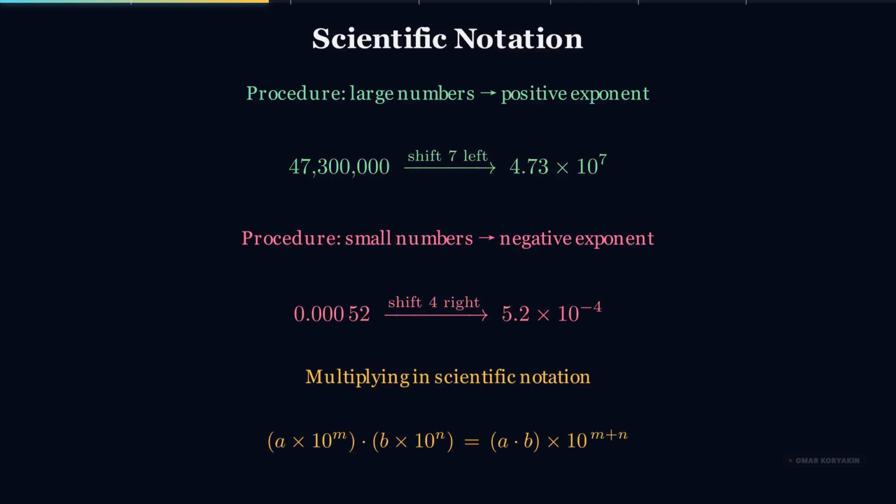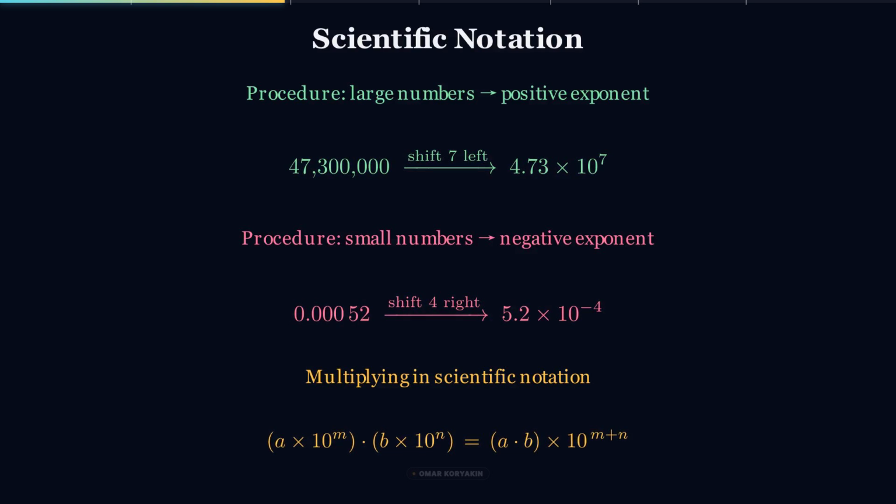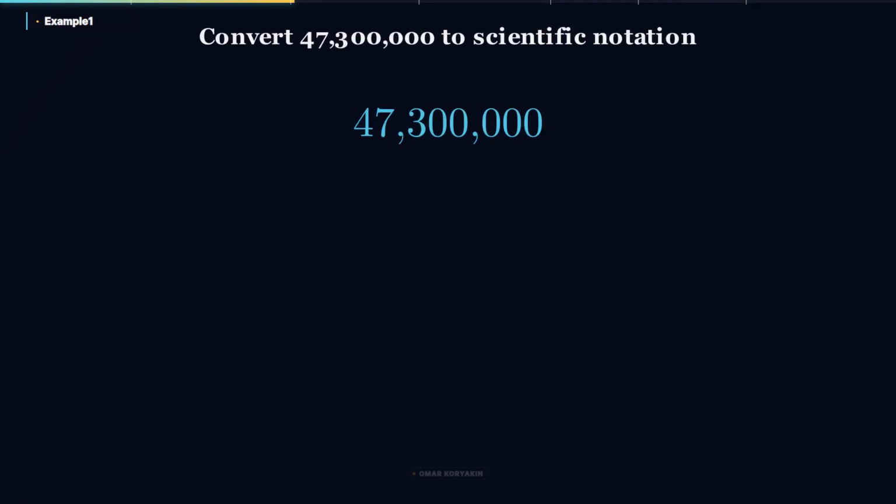Multiplying two numbers written in scientific notation is one line of arithmetic. The product of a times 10 to the m with b times 10 to the n equals the product of the coefficients a times b multiplied by 10 raised to the sum of the exponents m plus n. The product rule from lesson 4 does the work on the powers of 10, and the coefficients multiply normally. The same template works for division with subtraction in place of addition. Here is our first worked example, converting a large number into scientific notation.